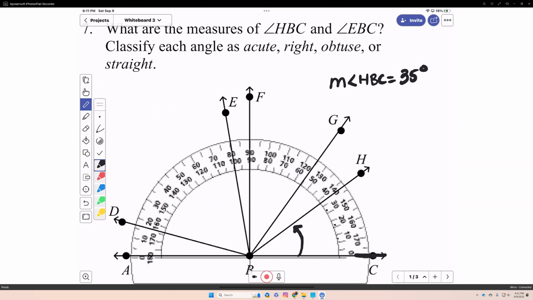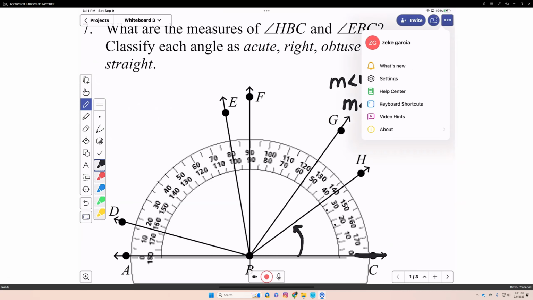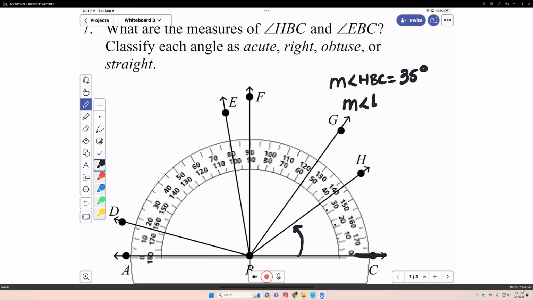It appears to be 100 or maybe 100. I'm going to say 100. So the measurement of angle EBC, so here's angle EBC, and to me it appears to be 100.